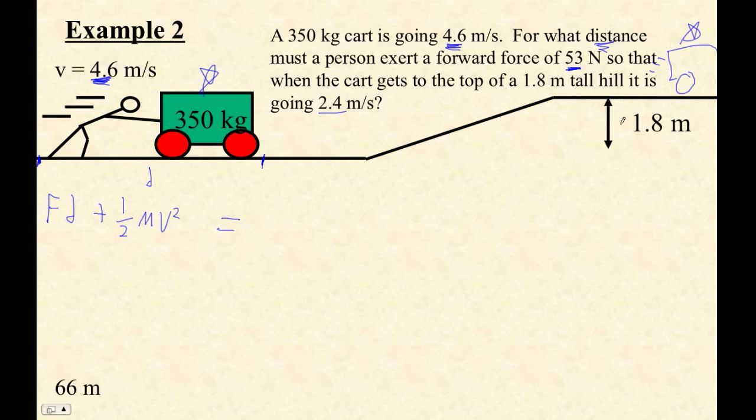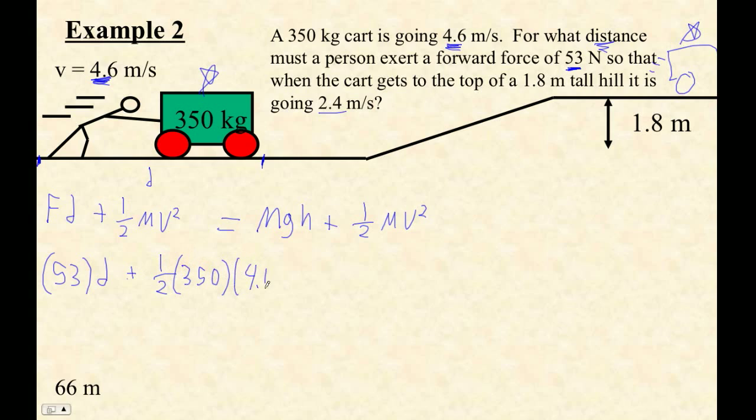When it's on top of the hill, I think it's got potential energy because it's gone up a hill, and then it's also moving, right? Now this force times distance is on this side because it's a force that speeds you up. It's an asset, right? So now I think we're set, right? The force is 53. The distance is what we're trying to find, so we'll leave that as d, right? Plus 1/2 350 times 4.6 squared. That's supposed to be a 6.